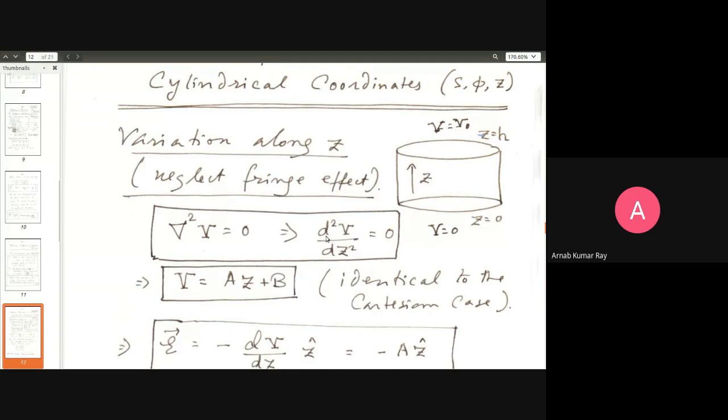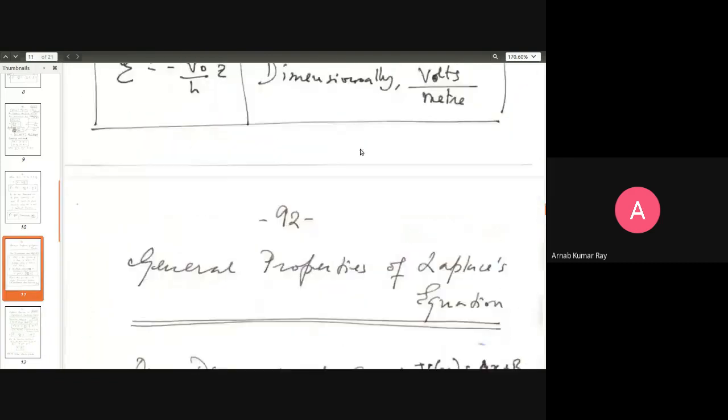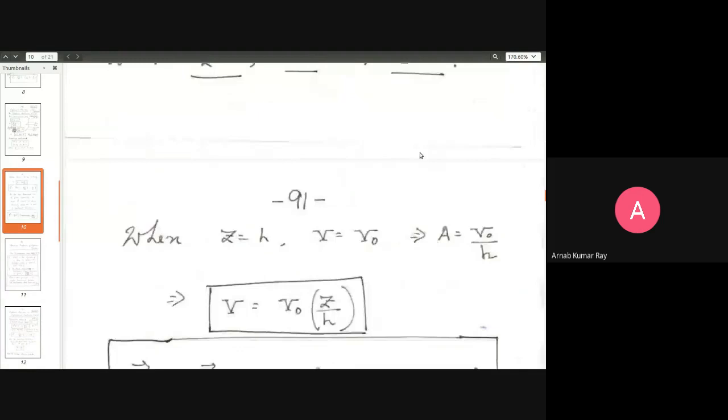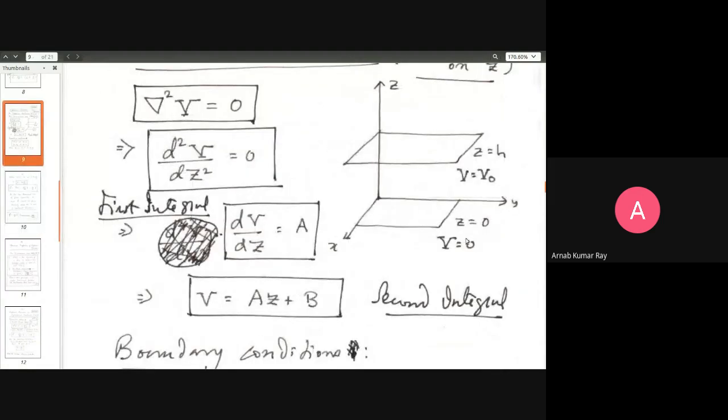These are the two boundary conditions. At z equal to 0, V is equal to 0; at z equal to h, V is equal to V naught, which is, once again, if you go back to the old problem, the same thing. Z equal to 0, V is equal to 0; z equal to h, V is equal to V naught.